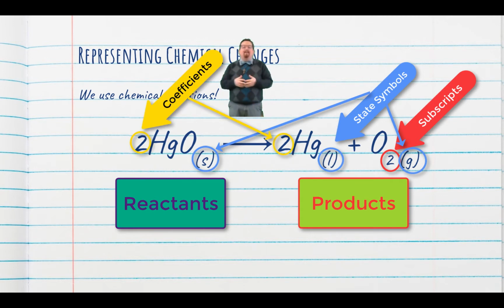Finally, the really important part for balancing these equations are the coefficients. These are the big numbers before a chemical formula. These tell you how many molecules or moles of that substance your reaction will involve. If it's on the reactant side, that's how many molecules you need in order for that reaction to occur. If it's on the product side, that's how many molecules you're going to produce each time that reaction occurs. So when reading this chemical equation, it might sound something like this. 2 moles of solid mercury(II) oxide will yield 2 moles of liquid mercury and 1 mole of oxygen gas.